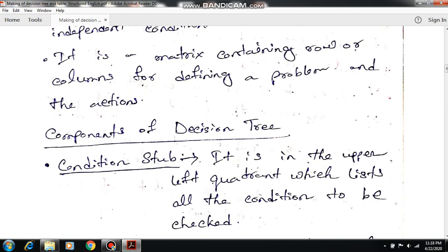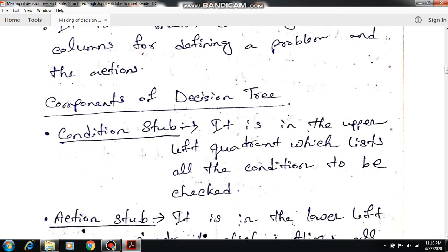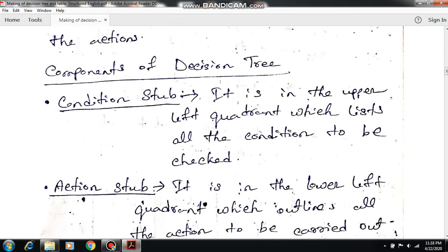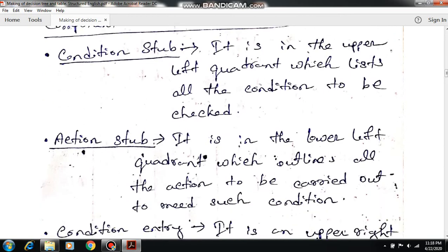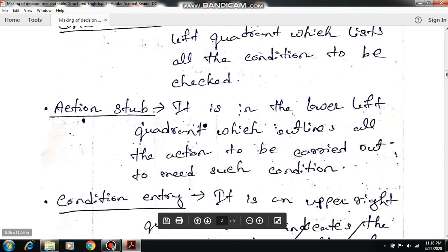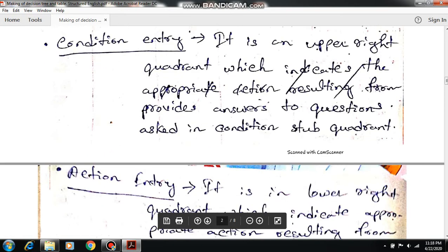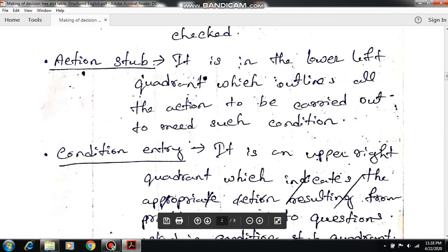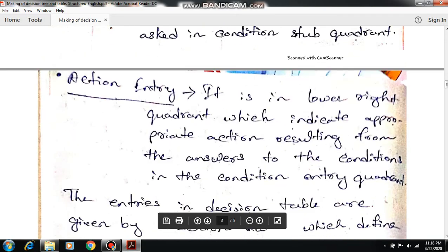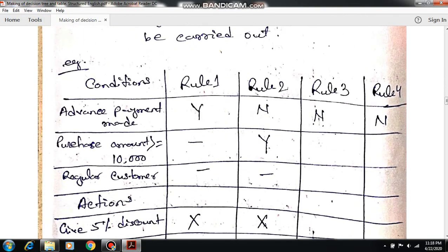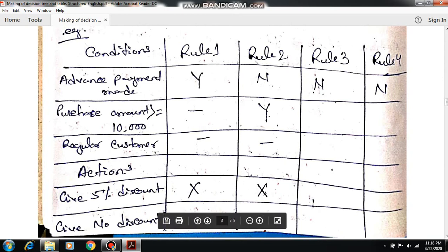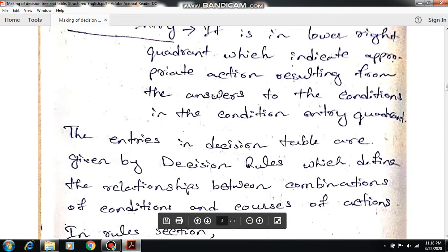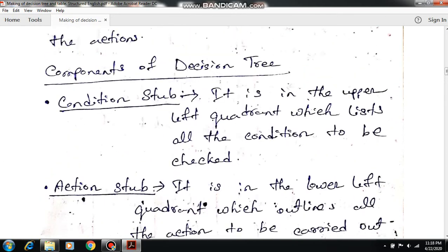Now components of the decision table. First is the condition stub, next the action stub, similarly the condition entry and the action entry. So there are 4 quadrants. See the picture first. So these are the conditions and these are the actions. These are the rules, and whatever the decision is, it is given in Y and N form. So first you have to know all the quadrants.